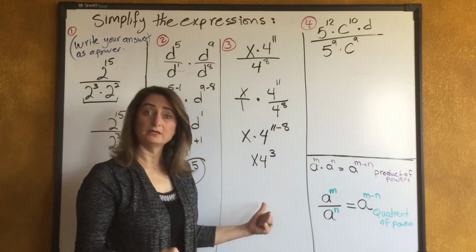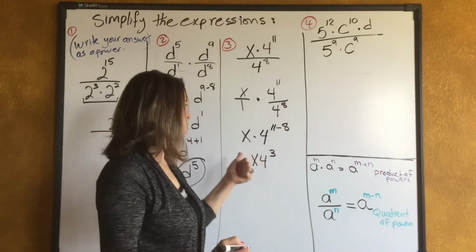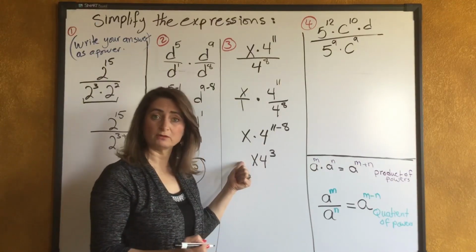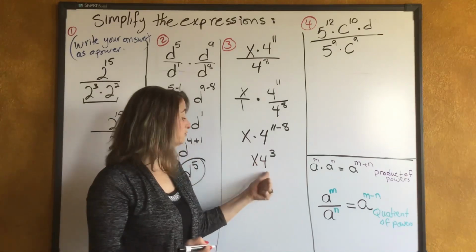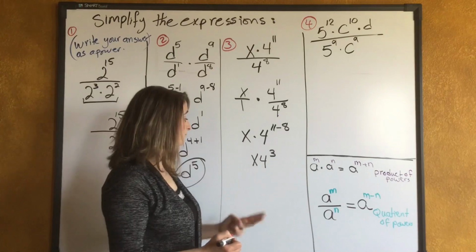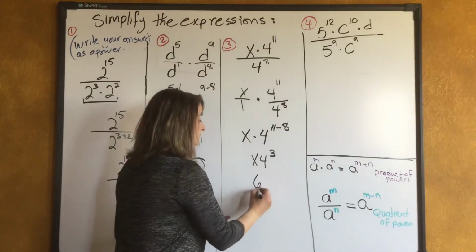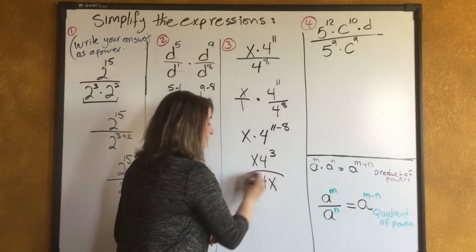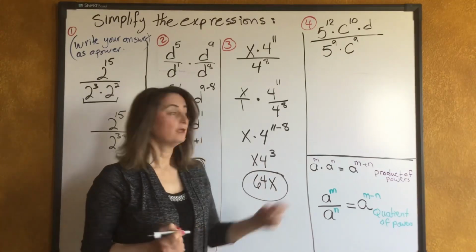But you're not done, because the number comes before the variable. That's why they're called coefficients. And you have to evaluate what 4 to the power of 3 is, which is 4 times 4 times 4. That equals 64x, and that's how your answer should be written.